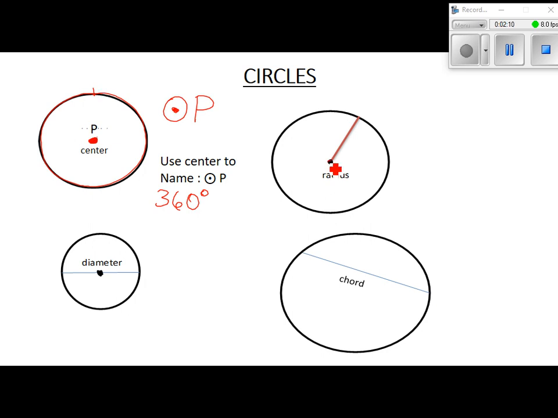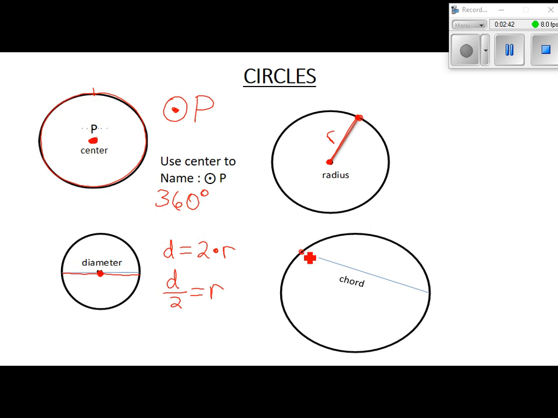From the center point to the edge of the circle is called a radius. All the way across the circle going through the center is called a diameter. The diameter is always equal to 2 times the radius, or another way to write that is the diameter divided by 2 equals the radius. So the diameter is double the radius, and the radius is half the diameter.